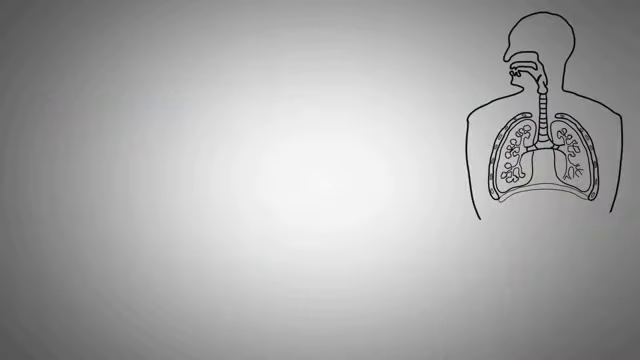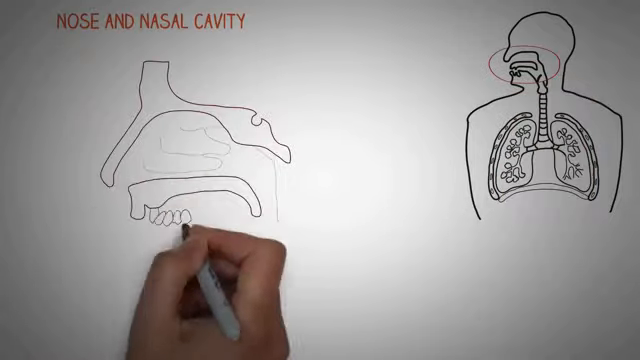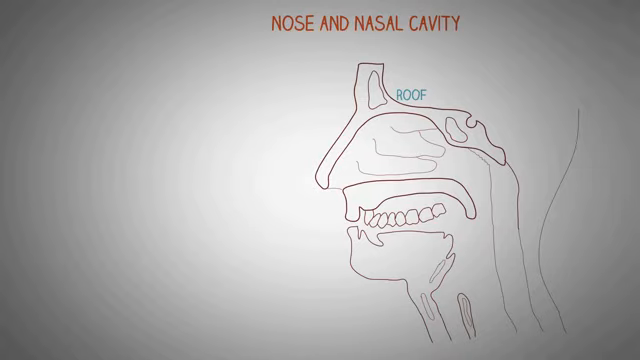So let's first talk about the brief anatomy of the nose and the nasal cavity. Now, if we take a look at this diagram in a bit detail, we can see that the nasal cavity is made up of a roof, which is in turn made up of the bones forming the base of the skull. It also consists of a floor, which is made up of the palatine bones.